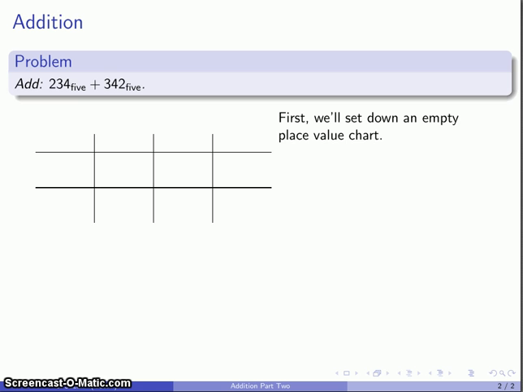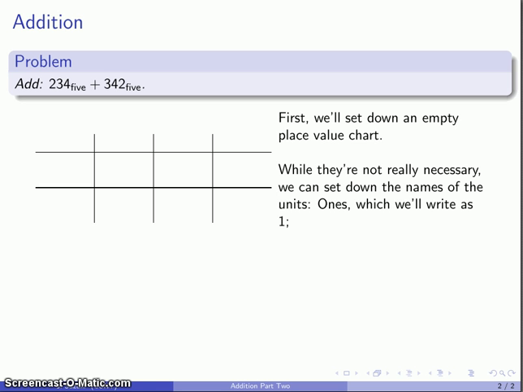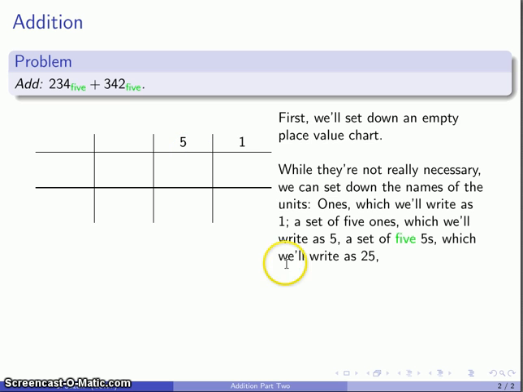So we'll set down our empty place value chart, and we don't really need to do it, but we've been doing it in all the other problems, so let's go ahead and indicate the size of each of our units. So we have our first set of units, those are going to be the ones, which we'll write as 1. Our set of 5, again, that's our base, 5 ones, and we'll write that as a 5. And then our next set is going to be 5 fives, and we'll write that as 25. And 5 25s, and we'll write that as a 125. And these are going to be the units in base 5.